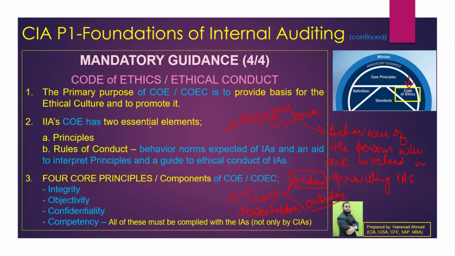Another important thing is that all of these codes of ethics, which we are going to study now, are applicable to all professionals, not only CIAs. If you see these codes of ethics, which are integrity, objectivity, confidentiality, and competency, these all are similar across all the professional bodies, whether it is CA, ACCA, CPA America, CFA, or CISA, even Certified Fraud Examiner.